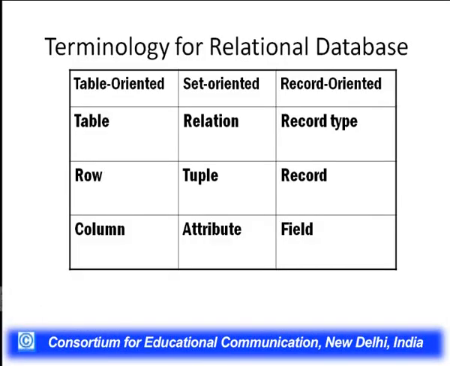So, here we are seeing the different terms which are used. For example, you use table, then in the set oriented approach you use the term relation, then in the record oriented approach we use the term record type. Similarly, we use the term tuple and record for a row, and attribute and field for the term column. So, different terms are used in different approaches, like the set oriented approach, the relational approach or the table oriented approach.